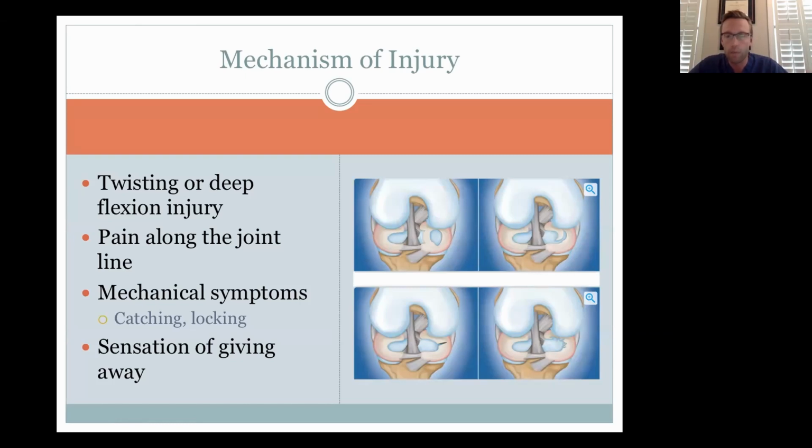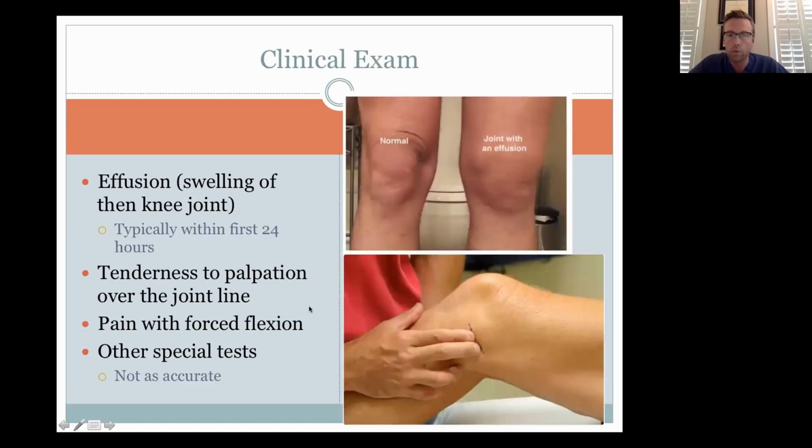You'll have pain right at the joint line, we call it. So that's where the thigh bone meets the lower leg bone. You may have catching, locking. You may have a sense of giving way, and you may even notice some swelling in the knee. So if those are concerns of yours, that's something that we would want to see you for. And what we're going to do is perform first and foremost a clinical exam.